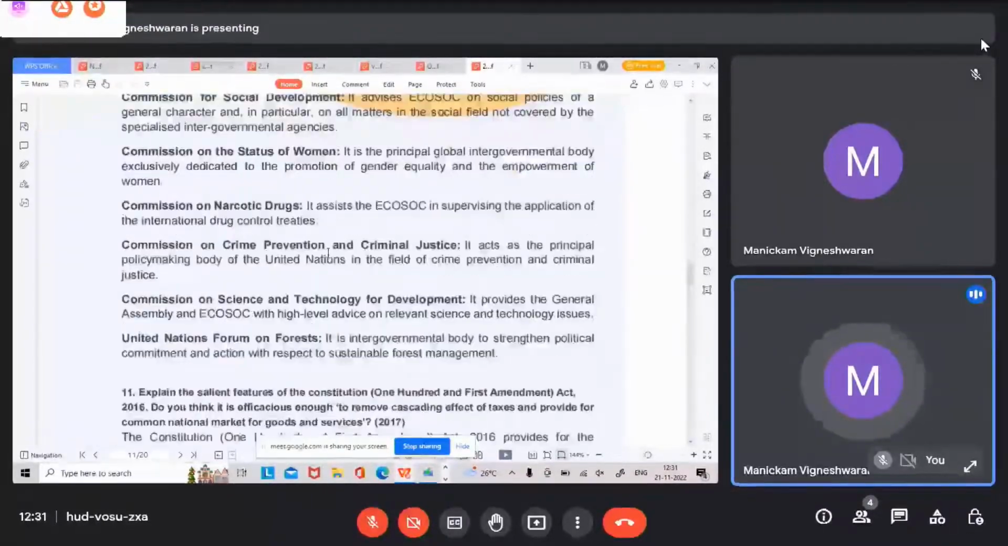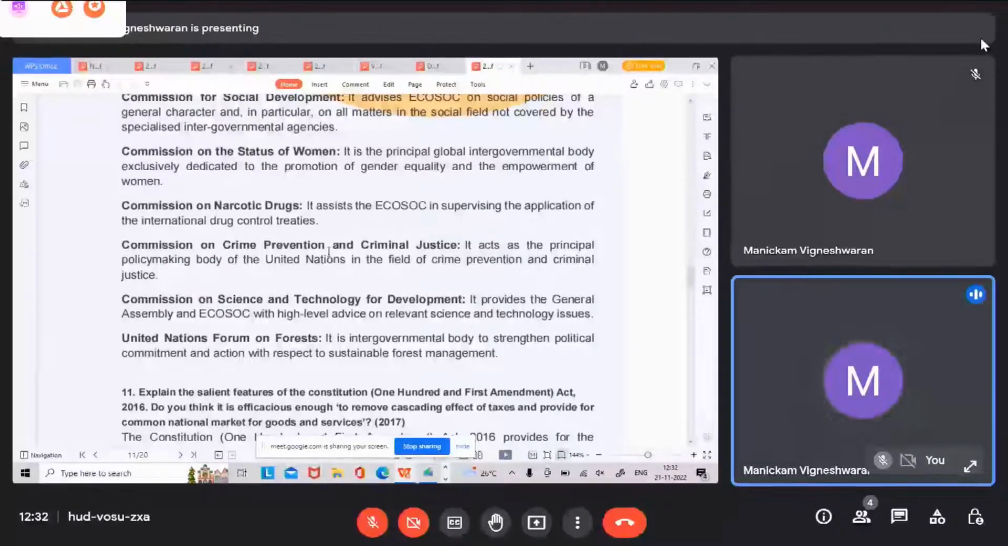Commission on the Status of Women. It is the principal global intergovernmental body exclusively dedicated to the promotion of gender equality and the empowerment of women. Commission on Narcotic Drugs. It assists the Economic and Social Council in supervising the application of the International Drug Control Treaties. Next one is the Commission on Crime Prevention and Criminal Justice. It acts as the principal policy-making body of the United Nations in the field of crime prevention and criminal justice. Commission on Science and Technology for Development.